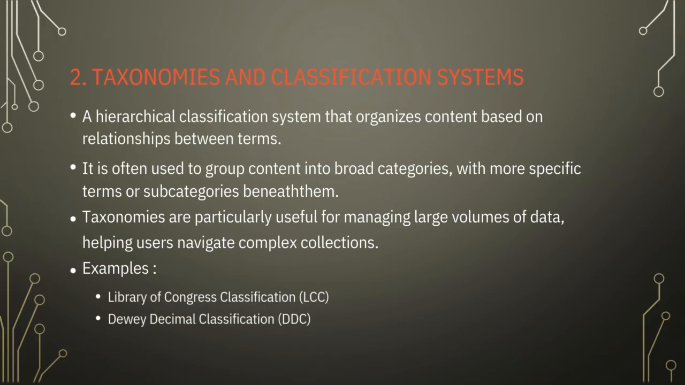Two well-known examples of classification systems used in libraries are the Library of Congress Classification, or LCC, and the Dewey Decimal Classification, or DDC. In LCC, knowledge is divided into broad subject classes, such as philosophy, science, and social sciences, which are then further subdivided into more specific topics. This system is commonly used in academic and research libraries. In contrast, DDC organizes knowledge into 10 main classes, each further divided into more detailed sections. DDC is widely used in public and school libraries due to its simplicity and ease of use.